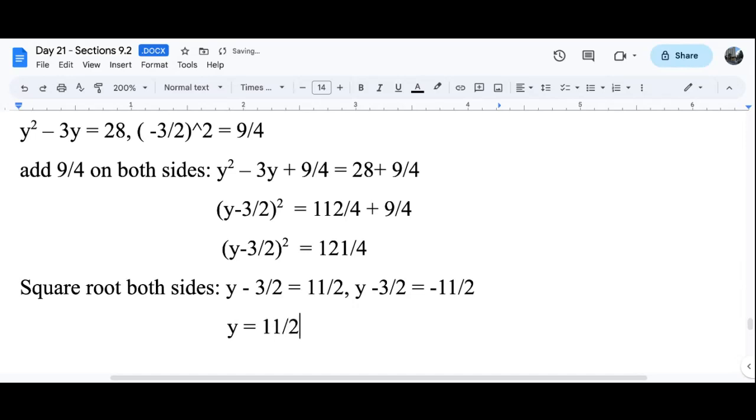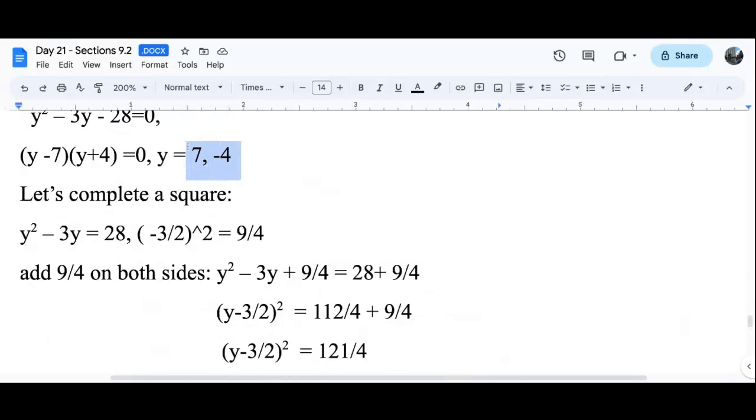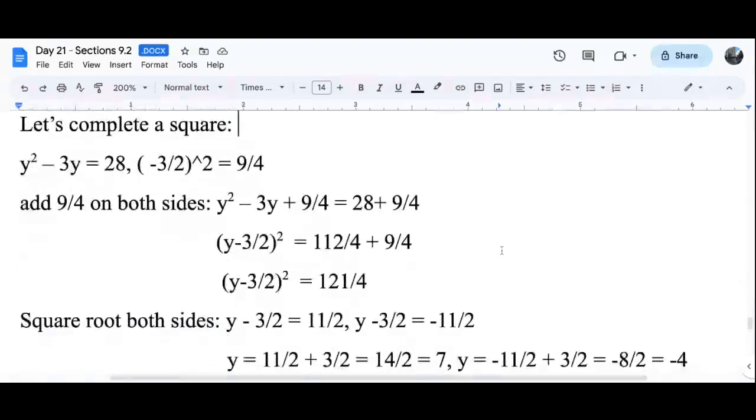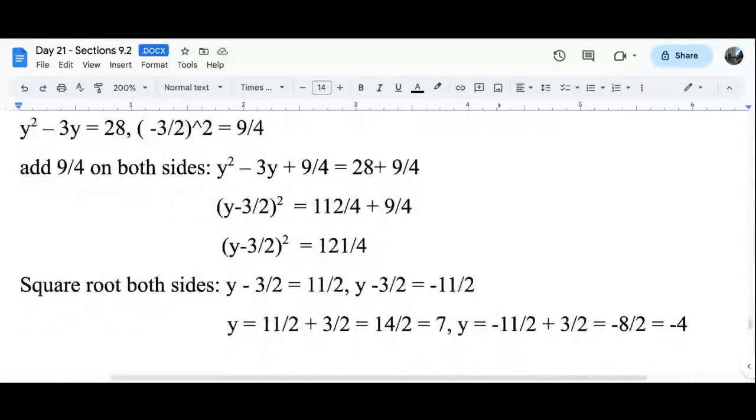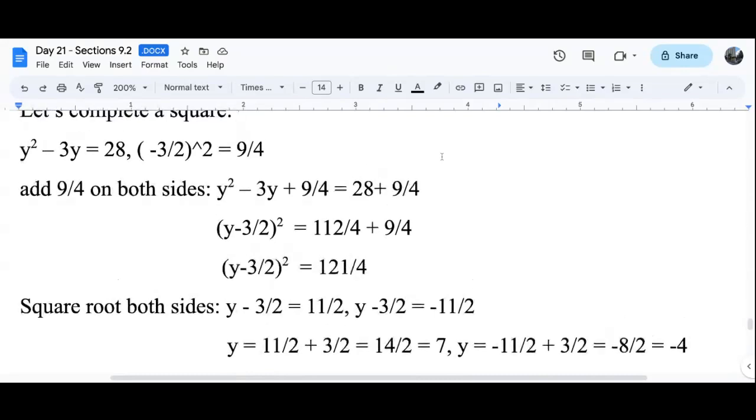So the first one, y equals 11 over 2 plus 3 over 2, which is 14 over 2, which is 7. And the second one is negative 11 over 2 plus 3 over 2. That's negative 8 over 2, which is negative 4. We have two solutions. We have 7 and negative 4. So that's how we're completing squares. Anyone has any question for this one?